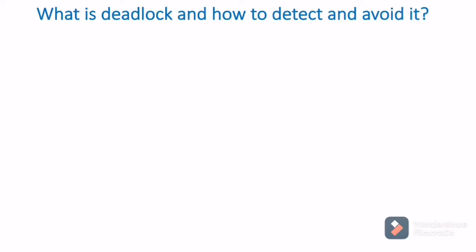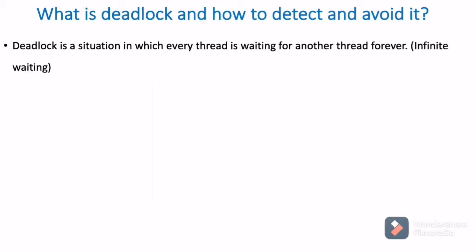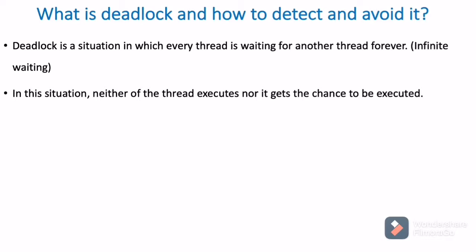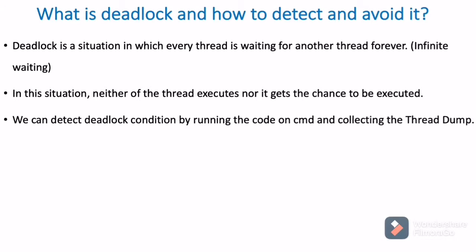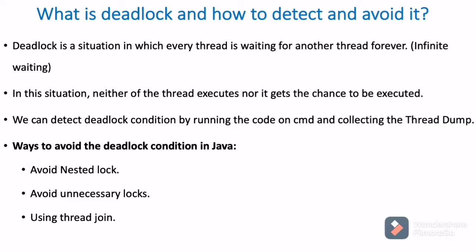What is deadlock and how to detect and avoid it? Deadlock is a situation in which every thread is waiting for another thread forever. That is, it is like infinite waiting. In this situation, neither thread executes nor gets a chance to be executed. Each thread will be waiting for another thread for infinite time. It happens because of a bug in our code, so we should be very careful while using locks. To detect it, we can detect the deadlock condition by running the code on the command line and collecting the thread dump. To avoid it, avoid nested locks, avoid unnecessary locks, and use thread joins efficiently.